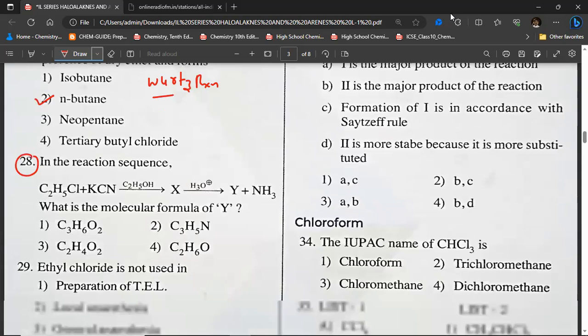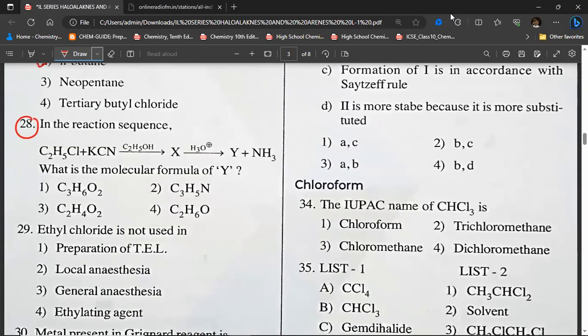28th question, the reaction sequence. First of all, if you see the KCN reaction with ethyl chloride, ethyl cyanide will be formed. That is nothing but C2H5CN. Usually cyanides undergo hydrolysis, they will give carboxylic acids. That means C2H5COOH we can consider. In this, we have 3 carbons, 6 hydrogens and 2 oxygens. So C3H6O2, propanoic acid, is the right answer for the 28th question.